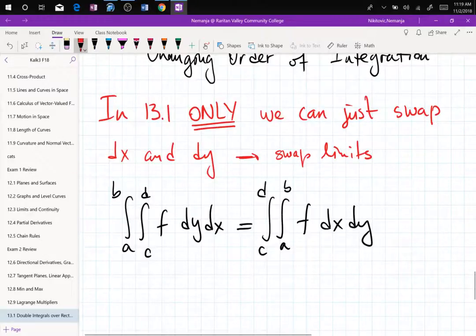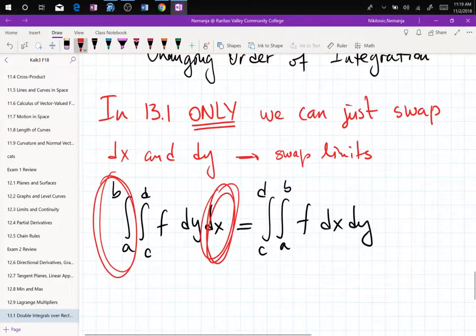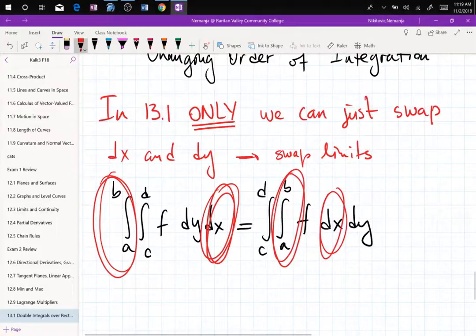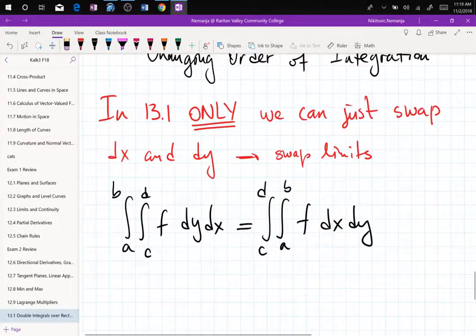Note that the limits a, b belong to x, and then a, b still belong to x, and they are on the inner part. You cannot do this anywhere else, this basic swap. Every single other change of variables, swap of the order, will trigger a procedure for you to do that. And that is one of the big focus areas in our next lecture.